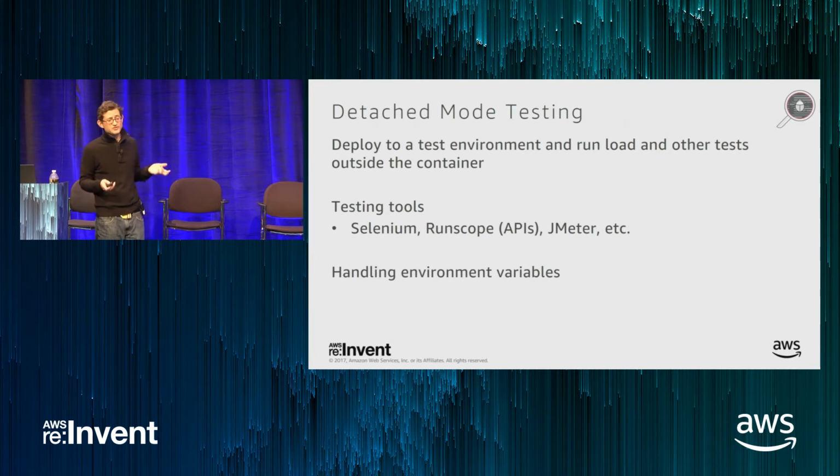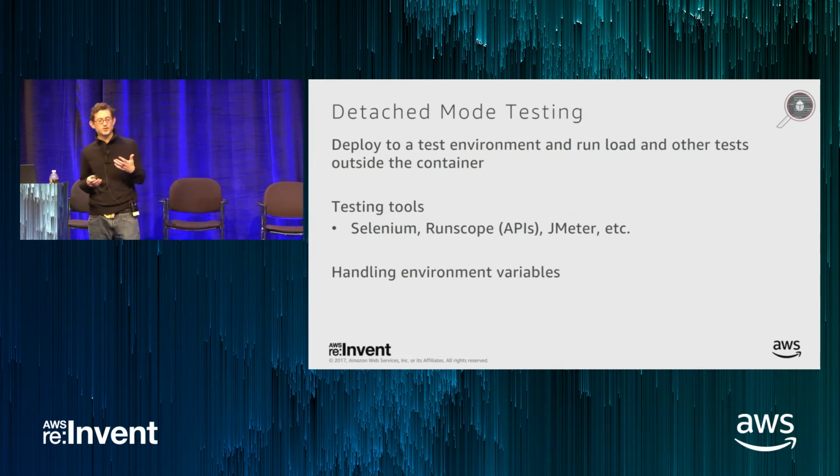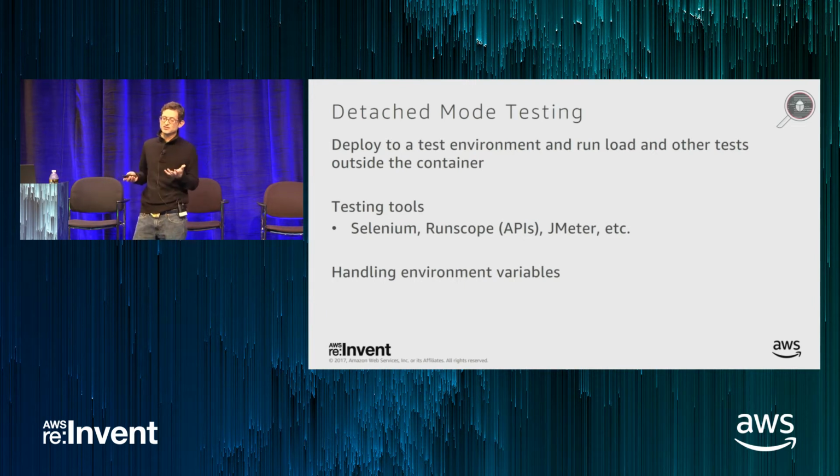Now, besides running tests inside the container, you often want to run tests against your containers. For example, when doing load or performance tests where you're playing back a set of transactions. This requires you to deploy the containers to a test environment where those tests can be performed. And as we'll see shortly, ECS is really well equipped to handle the deployment of your containers across a set of instances where they can be tested with tools like Selenium or JMeter or RunScope.